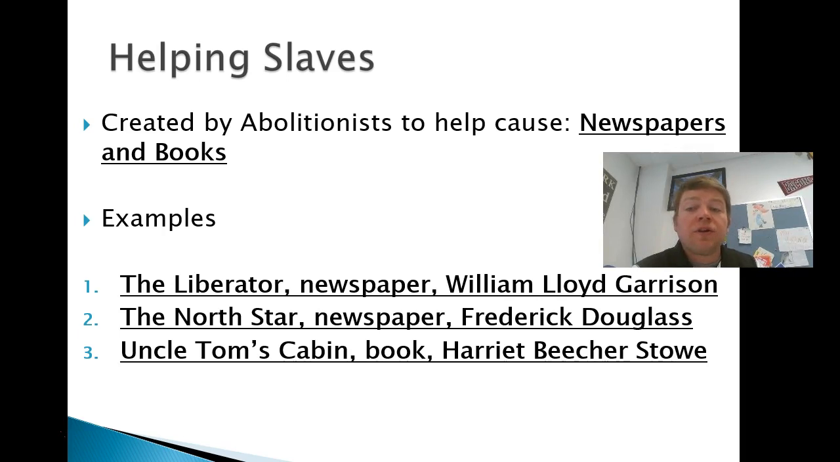But not only did Frederick Douglass produce his own autobiography, but he also, out of the city of Rochester, produced the North Star newspaper to promote anti-slavery causes.